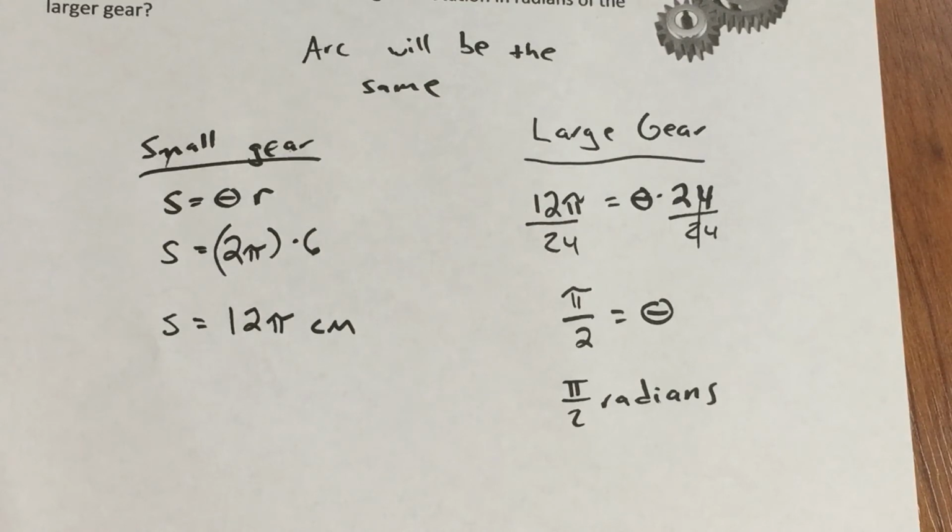So as the small gear rotates at an angle of rotation of 2 pi radians, that means it's a full circle. As that gear rotates all the way around, because 2 pi is 360 degrees, it creates an arc length of 12 pi. Well, the large gear is going to rotate the same amount of distance, 12 pi, but it's only going to have an angle of rotation of pi over 2, which is 90 degrees. So it's not going to have the same angle of rotation, however, that arc length is the same.